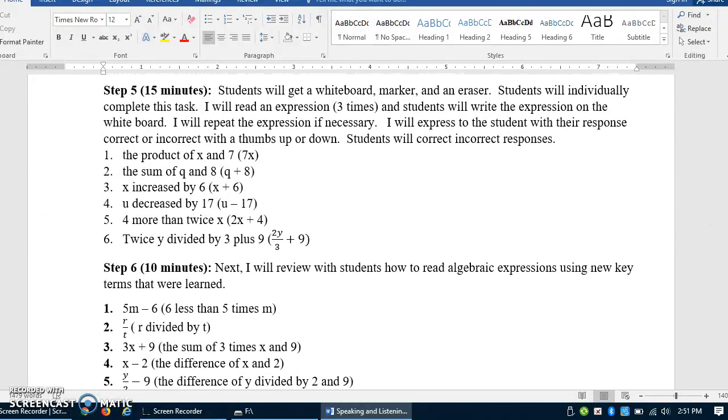The next thing I'll do is have students get a whiteboard, a marker, and an eraser. They'll work individually for this task, because it's very good if they are able to listen to the expression themselves without discussing with someone else. I will read the expression 3 times. Students will then listen and write the expression on the whiteboard, and they'll hold it up.